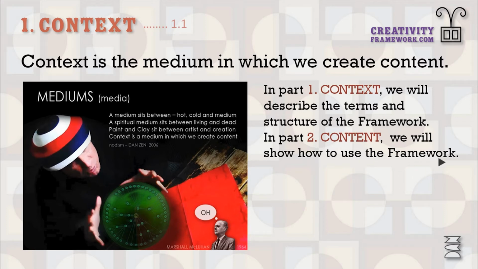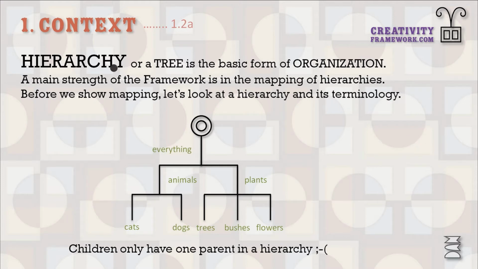Okay, so moving along. A hierarchy, or a tree, is the basic form of organization. And the strength of this framework is we're going to show you the mapping of hierarchies, the fact that they're everywhere. So let's take a look at the terminology of a hierarchy first. All right, well, here's a classic hierarchy, and this is everything, and of everything there's animals and there's plants. There's also many other things. And of animals there's cats and dogs, etc. And plants there's trees, bushes, and flowers. Okay.